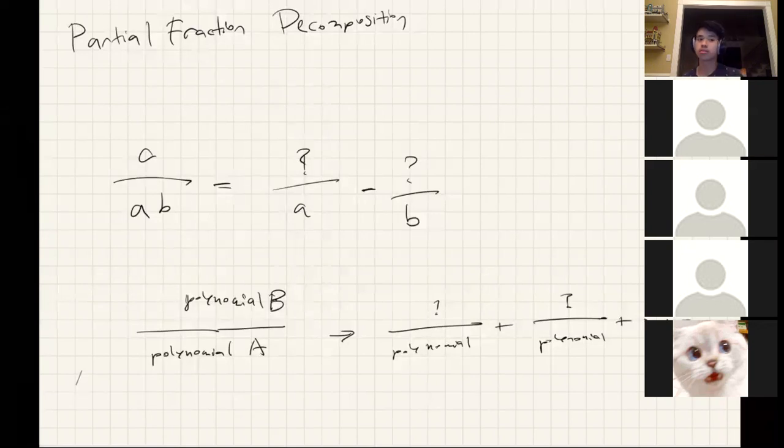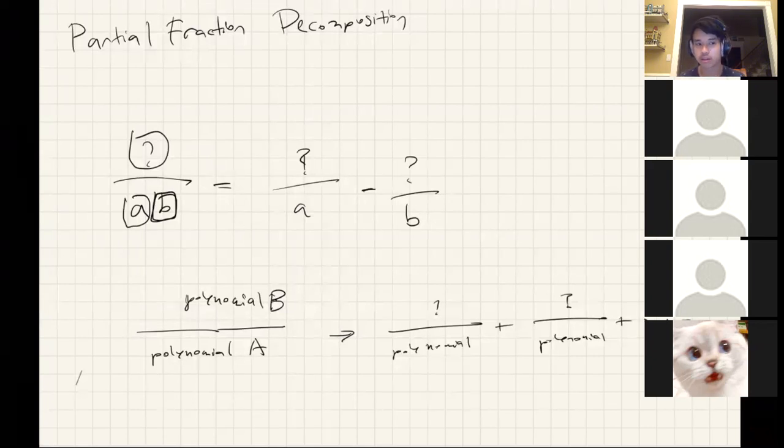Okay, so one big idea of telescoping is something called partial fraction decomposition. Partial fraction decomposition is when you're given a fraction, something like a numerator over a denominator that can be represented as the product of two different things, let's say A and B.